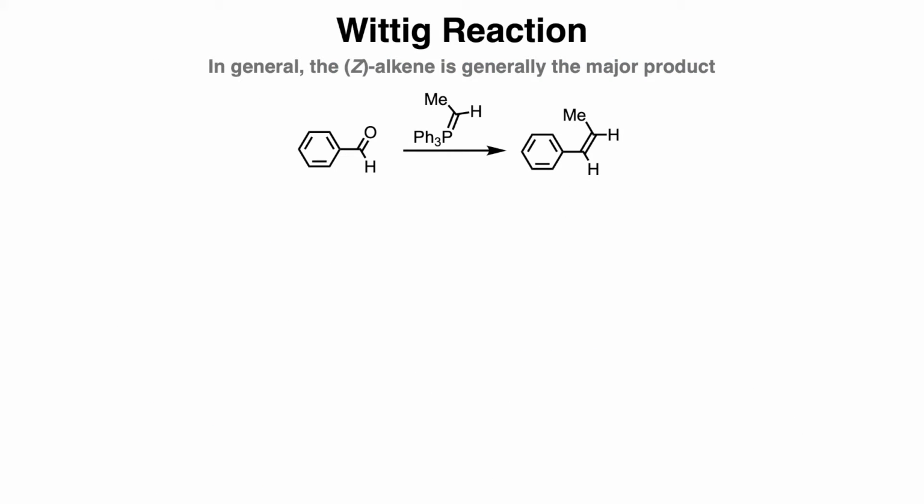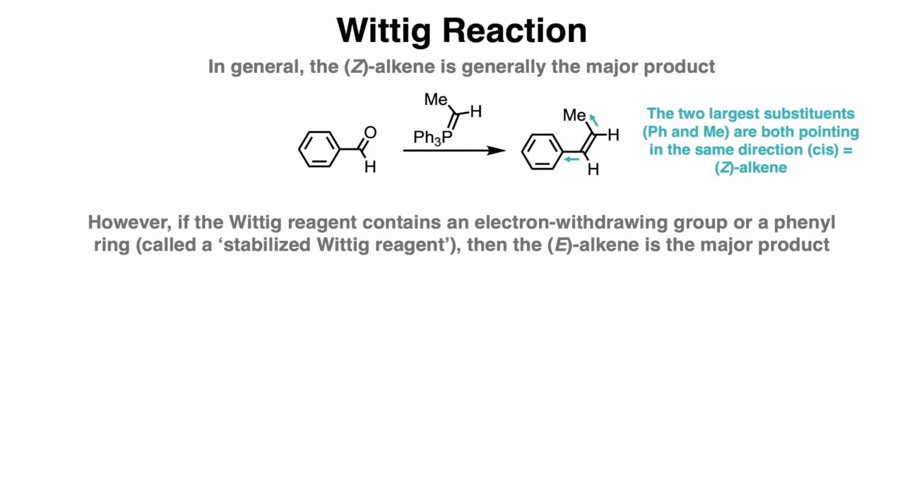In general, Wittig reactions produce the Z-alkene, where the two largest substituents on each side of the alkene are cis to one another or pointing in the same direction to form a Z-alkene. In this example, the following aldehyde is reacting with a Wittig reagent. In the product, notice that the methyl group and the phenyl group are pointing in the same direction, which in this case is pointing to the left, in order to form a Z-alkene product.